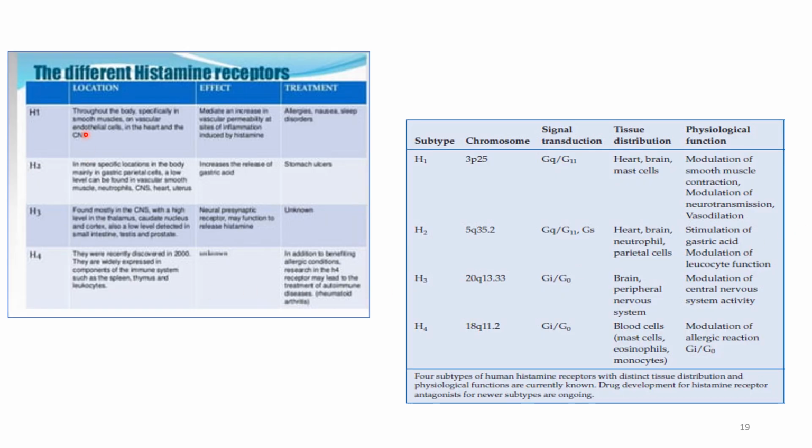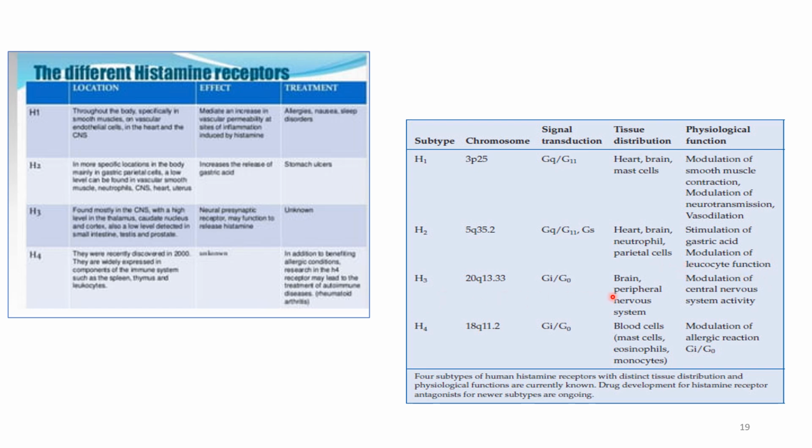So the different histamine receptors are H1, 2, 3 and 4. These are G protein coupled receptors. Where are they present? H1 is present in the heart, brain and mast cells. They will modulate the functions of smooth muscles and lead to vasodilatation. H2 receptors are present in the heart, brain, parietal cells, neutrophils. On stimulation, it leads to release of gastric acid and modulation of leukocyte function.